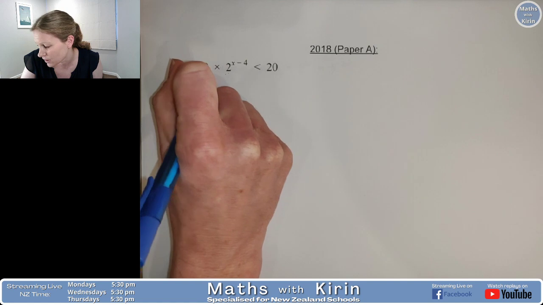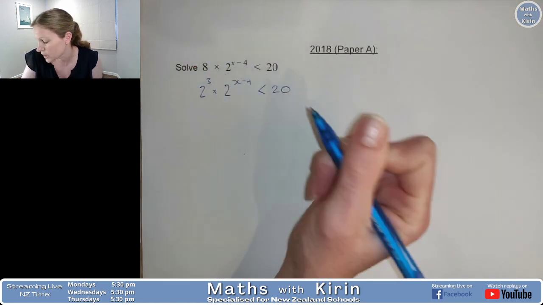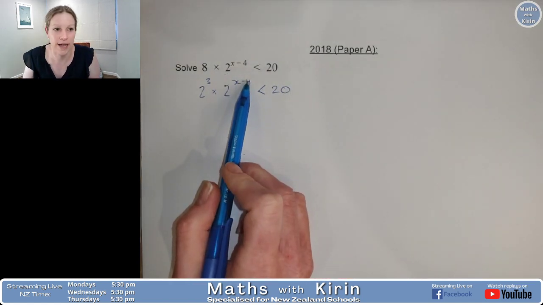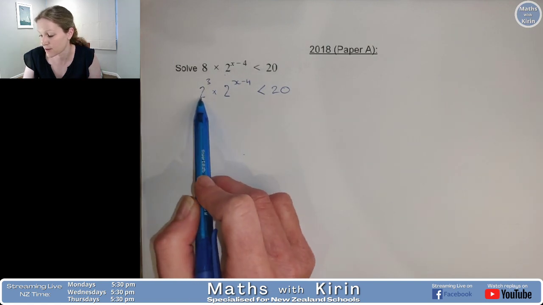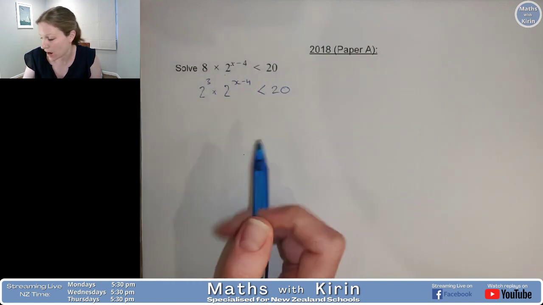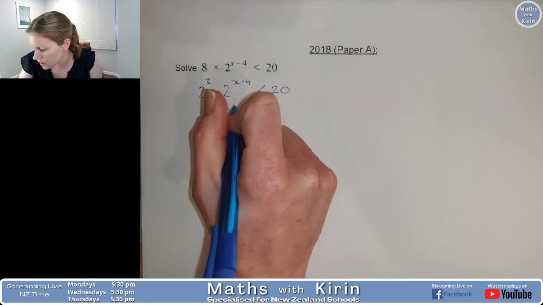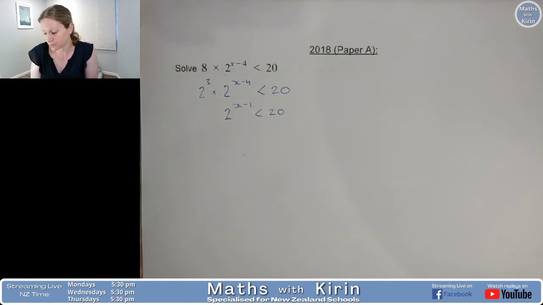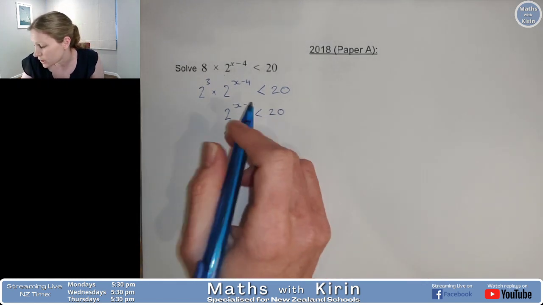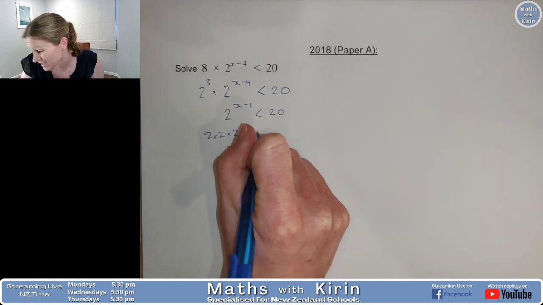So instead of writing 8, we can write 2 cubed times 2 to the power of x minus 4 is less than 20. And then we can use that same algebra rule we used before, because we're multiplying two things together that have the same base. We can add their powers. So we get 2 to the power of x minus 4 plus 3. It's going to give us x minus 1 is less than 20. Okay, so 2 to the power of x minus 1 is less than 20. So if we think 2 times 2 is 4, times 2 is 8, times 2 is 16.